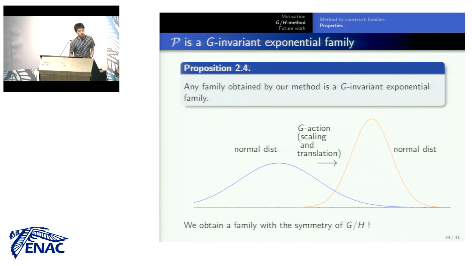The measures obtained by the G-Monte method have good properties. Namely, the family obtained by our method is a G-invariant exponential family. For example, in the normal distribution case, the property corresponds to the fact that a distribution transformed by scaling or translation from a normal distribution is also a normal distribution.